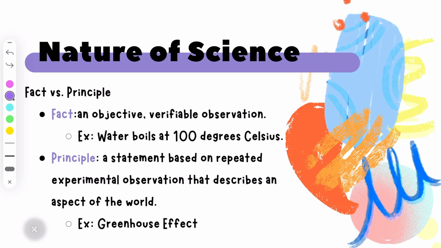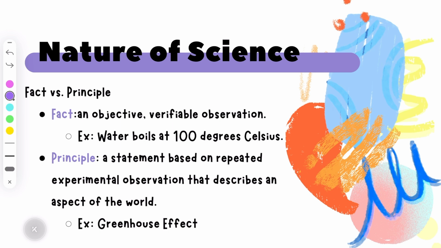So starting off, talking about the difference between a fact versus a principle. Sometimes those words are used interchangeably, but they're not the same. So a fact is an objective, verifiable observation. So for example, water boils at 100 degrees Celsius. That's not an opinion, that is something that we can actually double check, make sure that that is what it is.